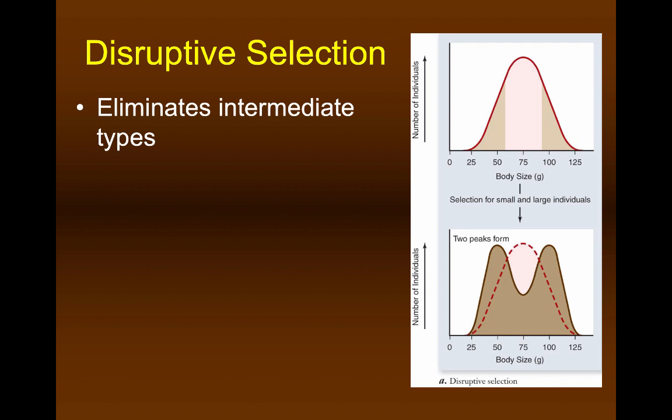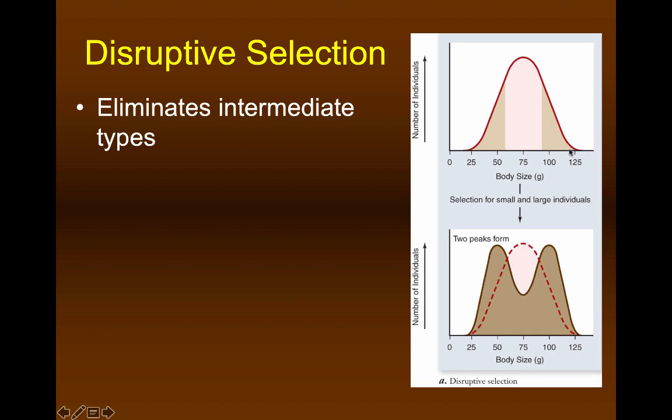Now, with disruptive selection, what's going to happen is that the birds in the middle of this curve, the birds that have the medium-sized beaks, are going to be selected against. Maybe the specialist small-beaked birds do better on small seeds. They far outcompete the medium-beaked birds. And the same thing out here.